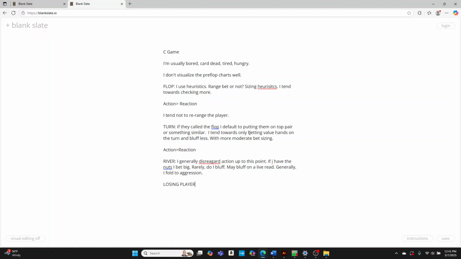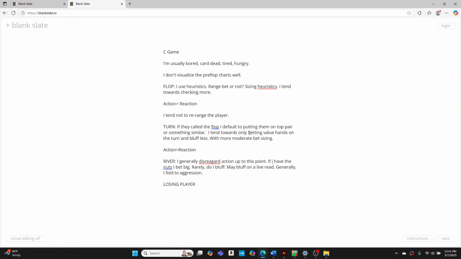And I value bet my hands, but I don't bluff as much because I'm not seeing the range that they might be on and where a big bluff might get a weak top pair to fold. And then I kind of dull down my bet sizing. So I go like 66% and never use a 125% bet. And that gets no one to fold.